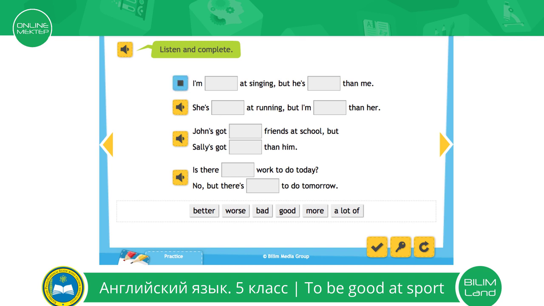I'm good at singing, but he's better than me. Let's listen again to this sentence and check. I'm good at singing, but he's better than me. Very good.